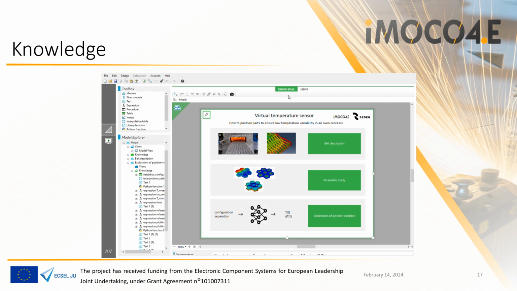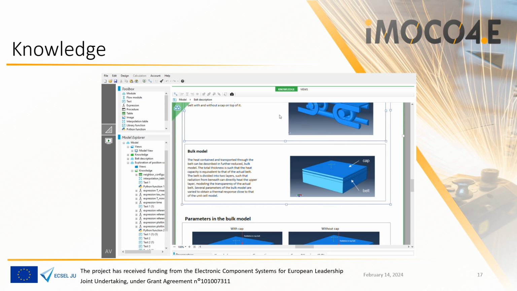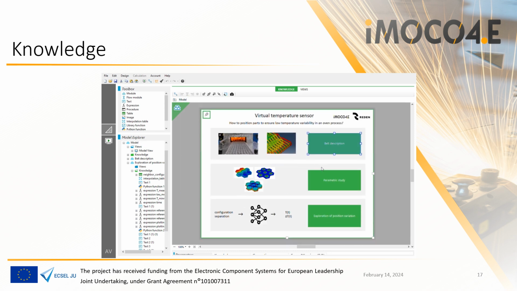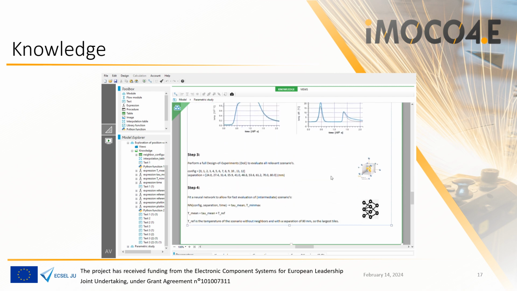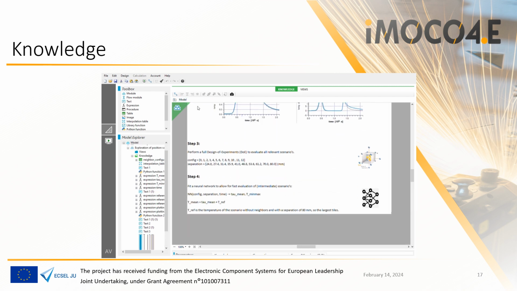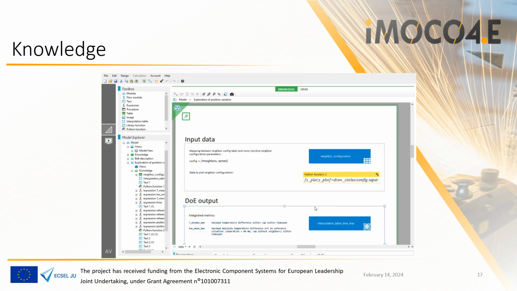In the knowledge view we see 3 sections. This first section documents the belt description, similar to what we discussed here. The second section provides the background information about the parametric simulation performed in Abaqus. This third section defines the knowledge rules used by the model.